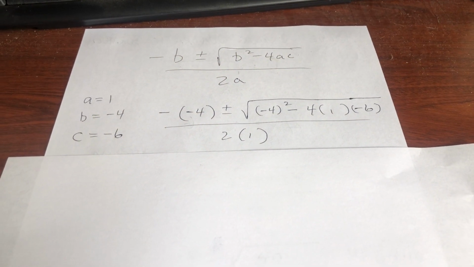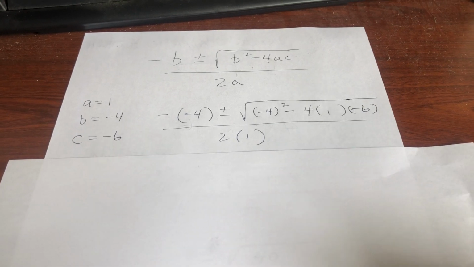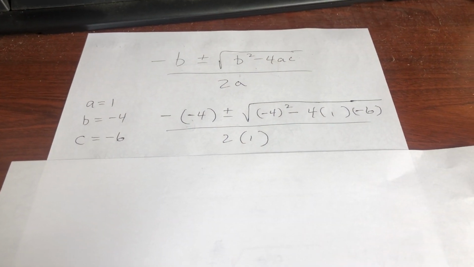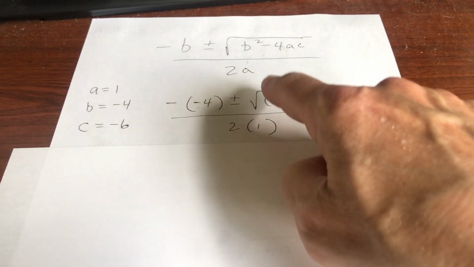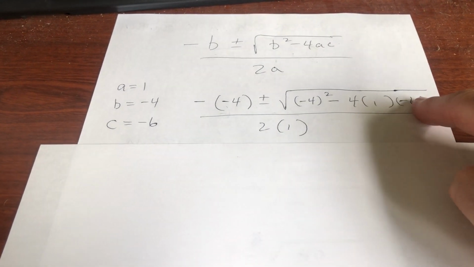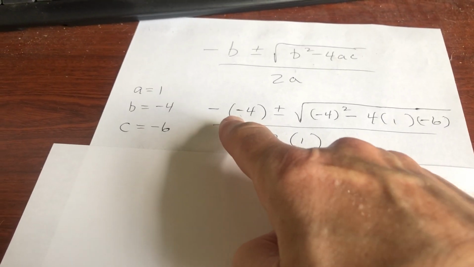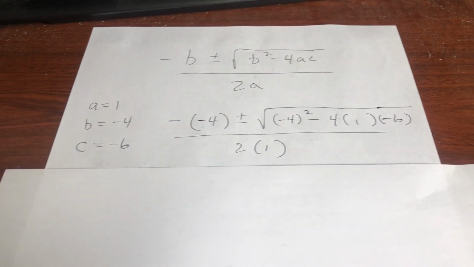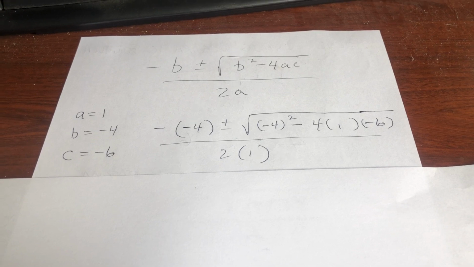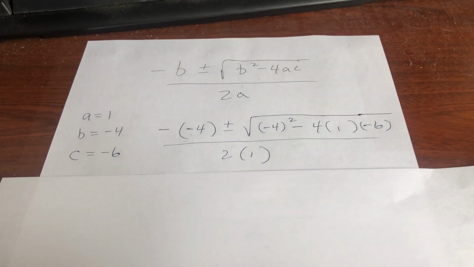Next, we place these into our formula. A is 1, b is -4, c is -6. And I, as you know, like to put parentheses where the variables are and fill them in so that I do a better job and more easily recognize the signs.